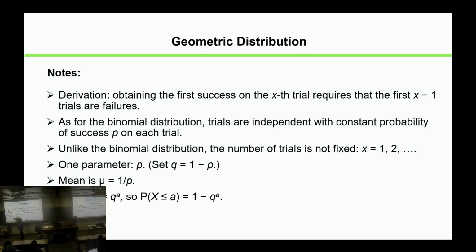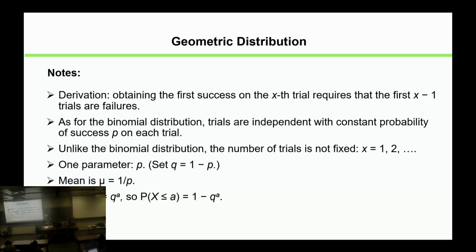And so this allows us to get the cumulative probability distribution. The probability x is less than or equal to A is just going to be 1 minus that. In other words, I will get my first success within a fixed number of trials if I didn't fail for all those trials. That's kind of weird in a way, and you've got to think it through a little bit.